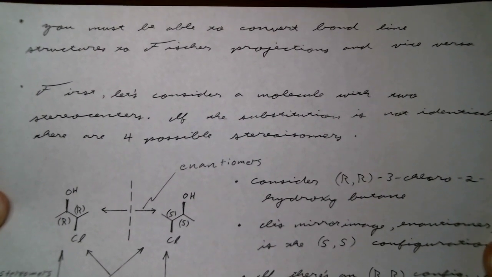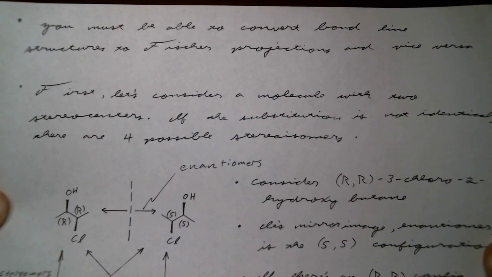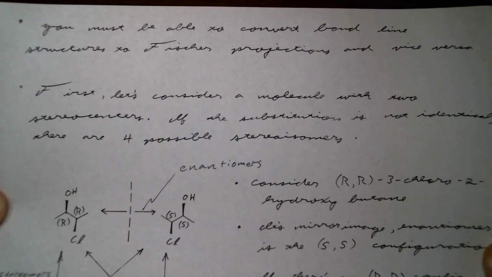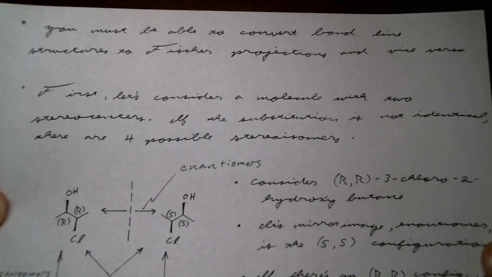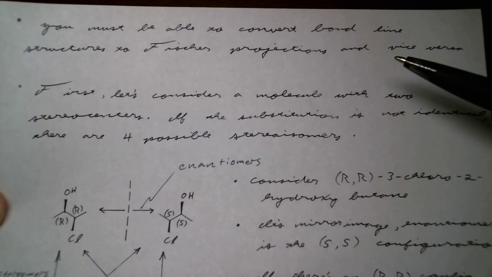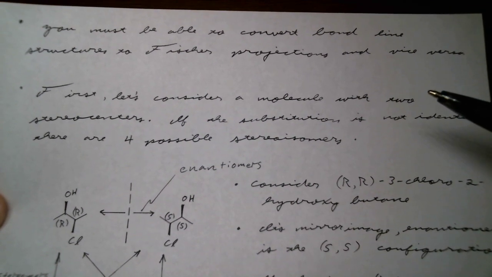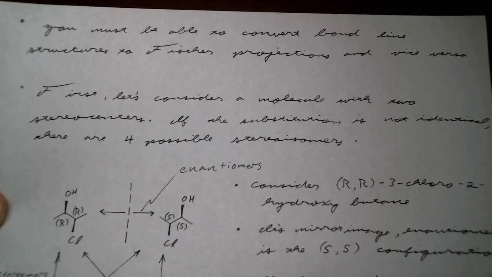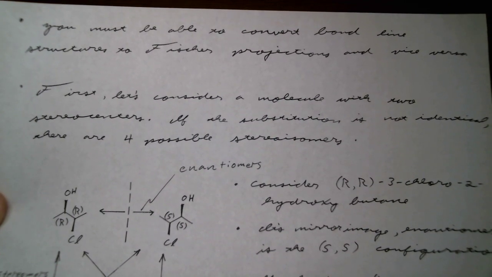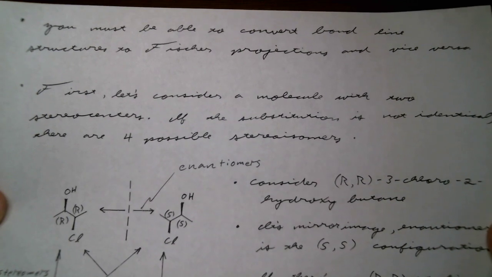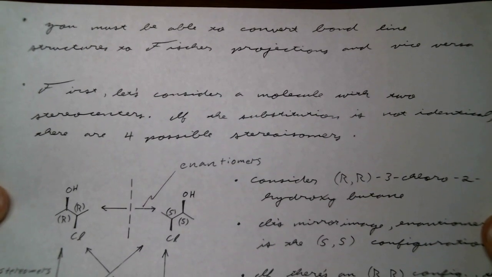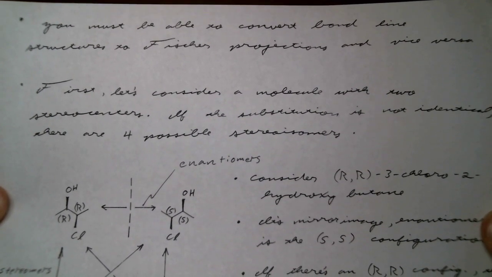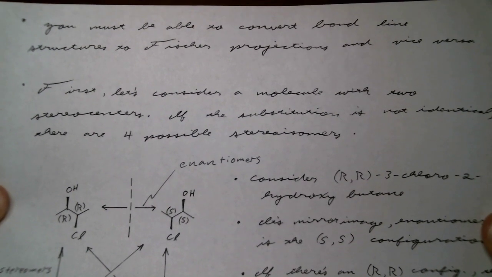We ended the first video with a discussion of Fisher projections. One of the expectations for this course is that you must be able to convert bond line structures to Fisher projections and vice versa. We'll get a little more practice in this in a future video. But first I wanted to go back and consider some bond line stereoisomers and relations between them.